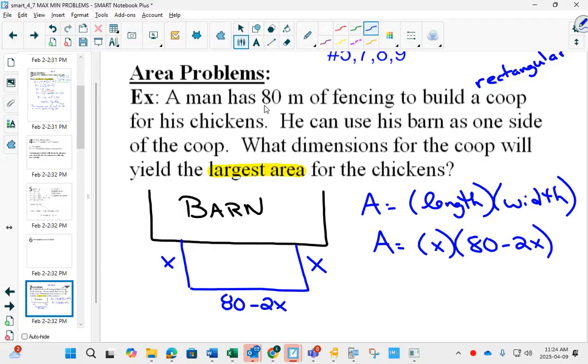Will it open up or open down? Right, if I distribute, I'll put the x squared first. It would be minus 2x squared and then plus 80x. You see that that's a parabola that opens down. So its vertex will be a maximum.